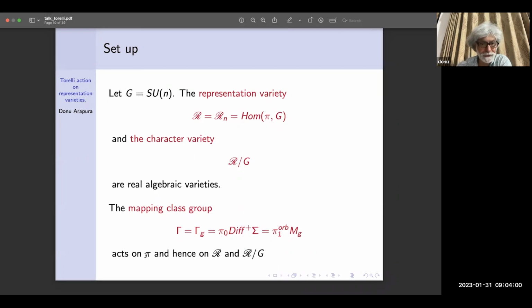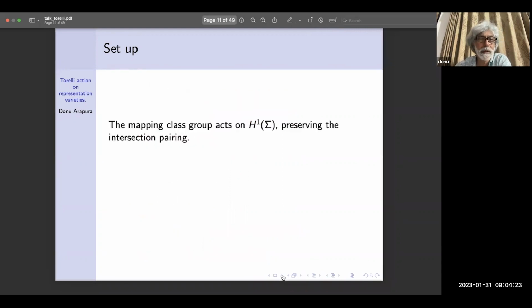So gamma acts on pi. Therefore, it acts on these associated varieties R and R mod G. All right, so I'm most interested in the cohomology of these things. Again, the mapping class group, which is called gamma, acts on the fundamental group of sigma, and on the cohomology of sigma. I usually think of this as a rational vector space, so if I forget to specify coefficients, it's Q.